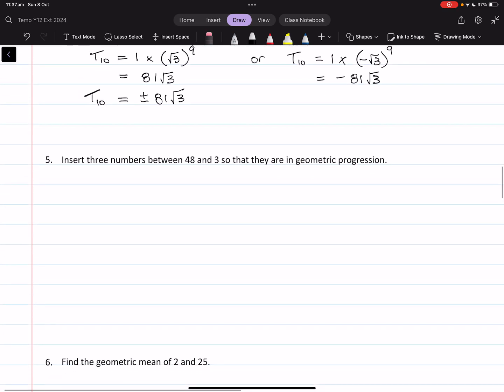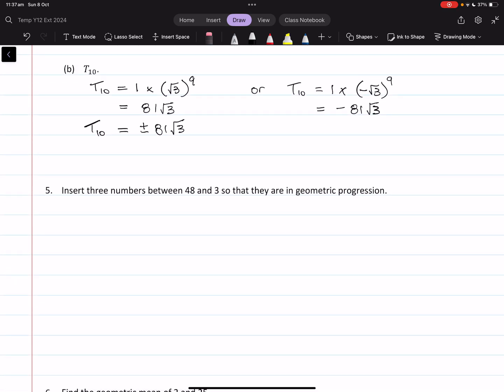Okay, insert 3 terms between 48 and 3 so that they are in geometric progression or geometric sequence, same thing. So let's picture what's happening. We've got 48, we've got to insert 3. 1, 2, 3, and then 3 there. So we've got 3 numbers now inserted between 48 and 3, and then we've got to make it a geometric progression. So our first term we can see here is 48.